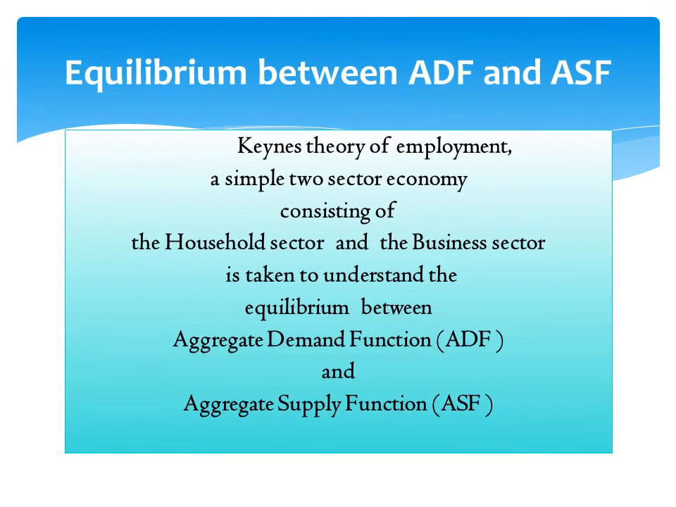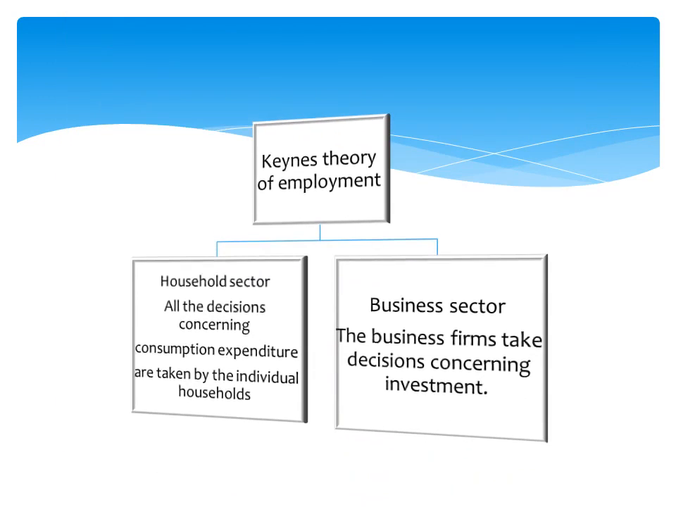Equilibrium between ADF and ASF. In Keynes' theory of employment, a simple two-sector economy consisting of the household sector and the business sector is taken to understand the equilibrium between the aggregate demand function and the aggregate supply function. Keynes explained the theory of employment with a two-sector economy, the household sector and the business sector.